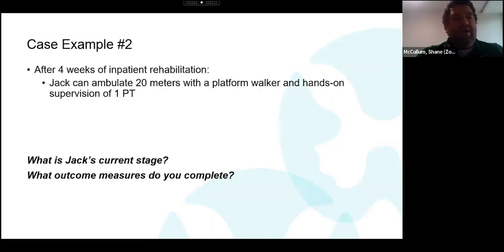So we're moving on, I think, to after 4 weeks. Jack can ambulate 20 meters with a platform walker and hands-on supervision of one PT. So we'll give a few seconds.